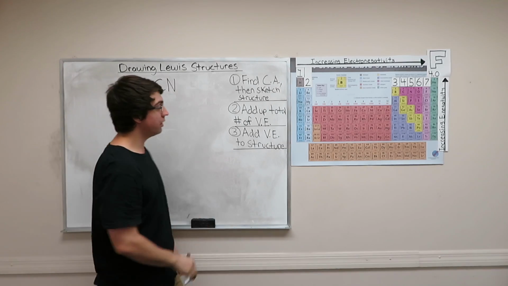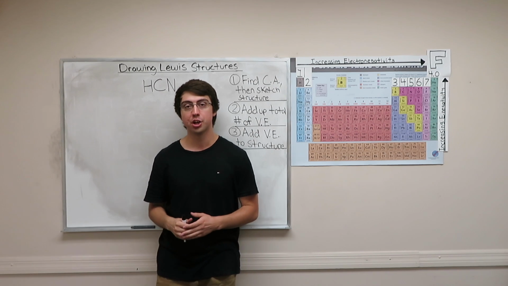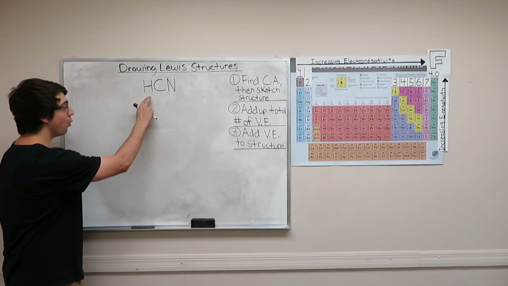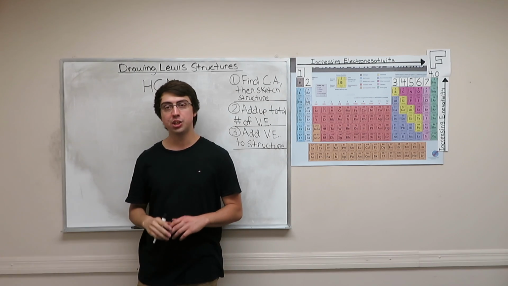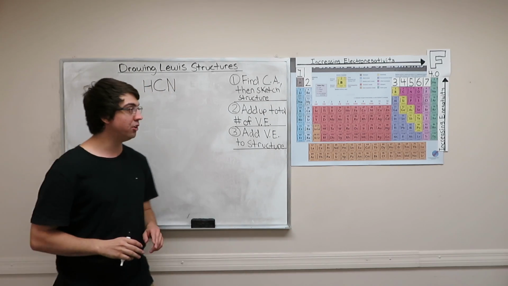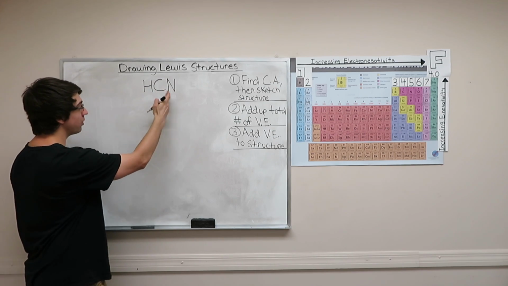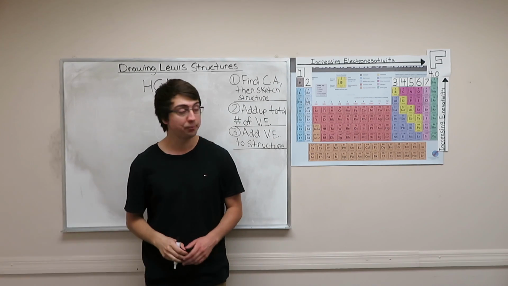We have HCN. The first thing I would do is draw a skeleton of the structure. HCN is made up of 1 hydrogen, 1 carbon, and 1 nitrogen. As we know, hydrogen will never be the central atom, so that means we need to determine whether carbon or nitrogen is going to be our central atom.